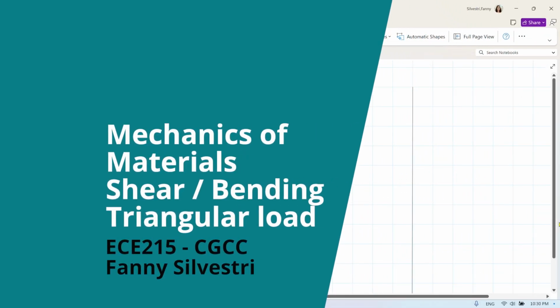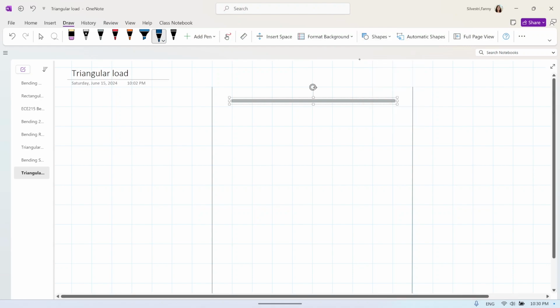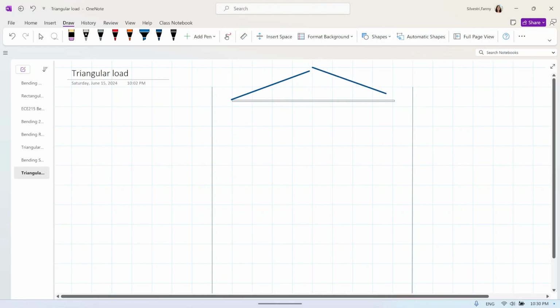Okay. Hi everyone. Today we will work on a beam submitted to a distributed load that looks like this. It's a first triangle and a second triangle. Let me move them a little bit more, something a little bit more like this. Here we go.